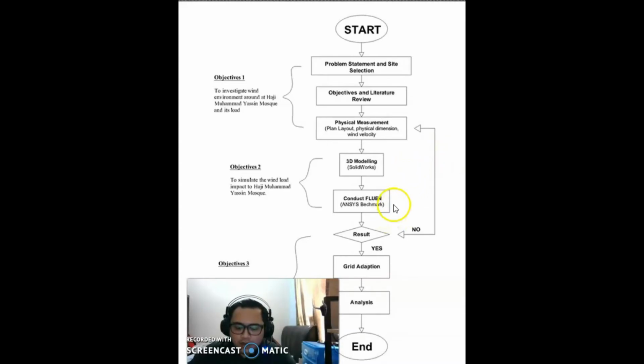How do we determine whether the result is successful or not? The result is from an approximation method, so it is not experimental, and it goes to the nearest value. In grid adaptation, I will change the number of meshes to produce different result values. In grid adaptation we can get result values according to the number of meshes. That is when the analysis will start. This is the overall overview of my methodology for this project.